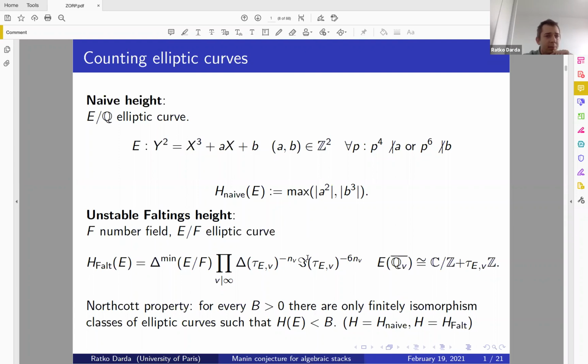For every B, there are only finitely many elliptic curves such that their height is less than B. In the case of naive height, it is an easy statement. For Faltings height, it is a little bit harder.